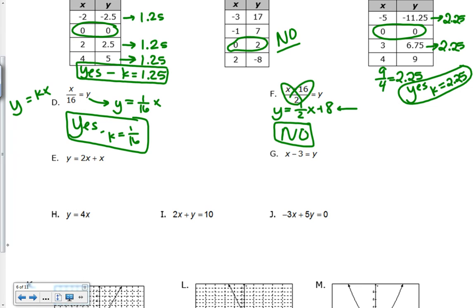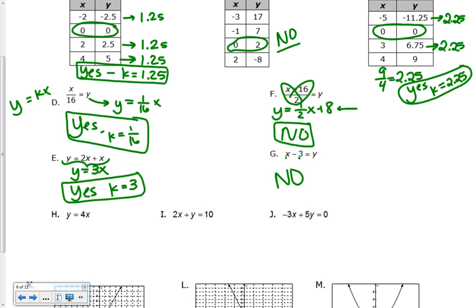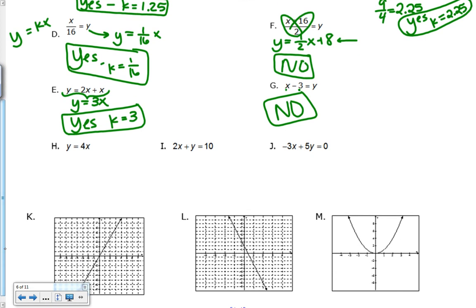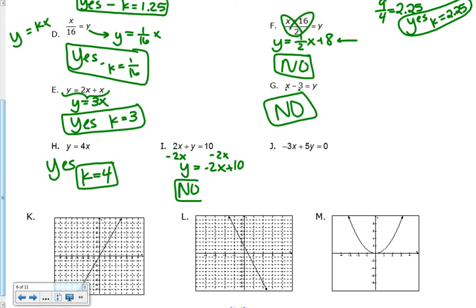All right, continuing on, letter E. I can simplify this, right? Y equals 3x. Now I can see, yes, it is a direct variation, and k equals 3. This one over here, I can't simplify this anymore. These aren't like terms, so that's just the way it is, which means no, it's not, because I have a y-intercept of negative 3 there. No bueno. Letter H, yep, that one's good. K equals 4. The next one, kind of hard to tell because we don't have y by itself. So what I'm going to do is subtract 2x and move it on the other side. So y equals negative 2x plus 10. Oh, there's my y-intercept of 10. So no, this one doesn't work.